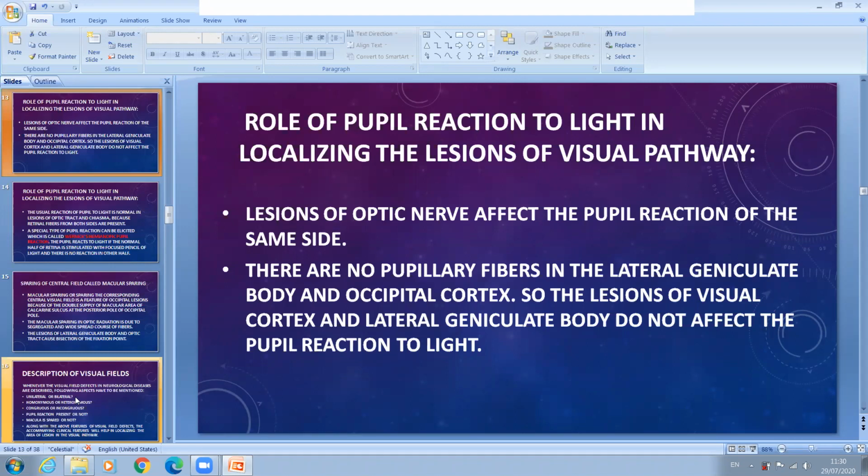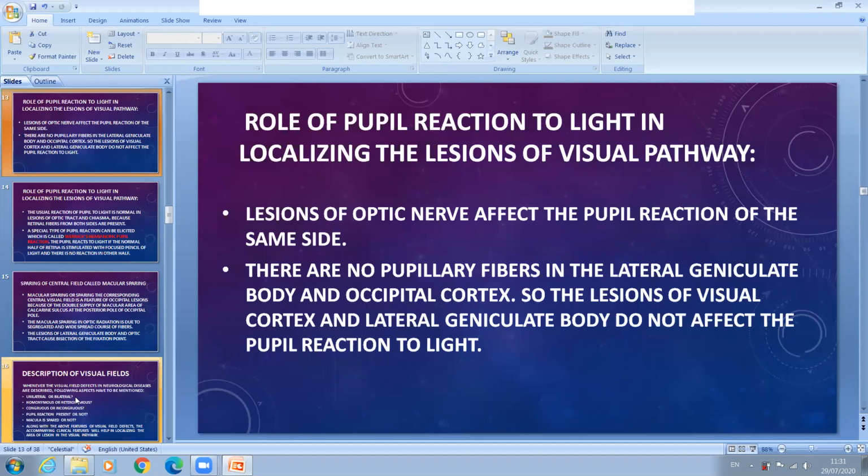So all the lesions of the lateral geniculate body, the optic radiation, and the visual cortex will not affect the pupil, because there are no pupil fibers in the lateral geniculate body, none in the optic radiation, and obviously none in the visual cortex as well. So the diseases of the occipital cortex, the optic radiation, and the lateral geniculate body will not affect the pupil reaction. So which are the diseases which affect the pupil reaction?